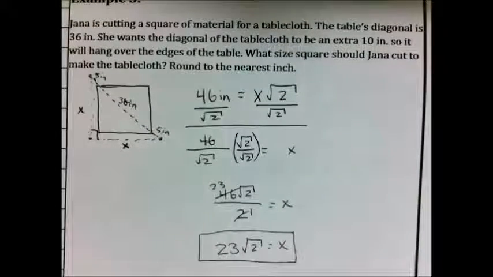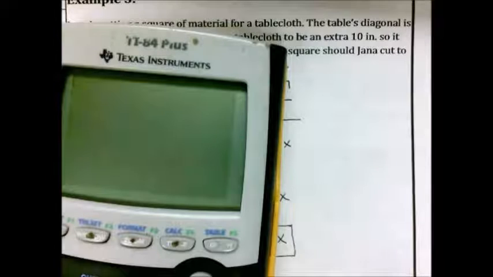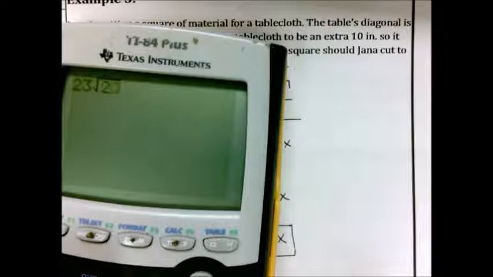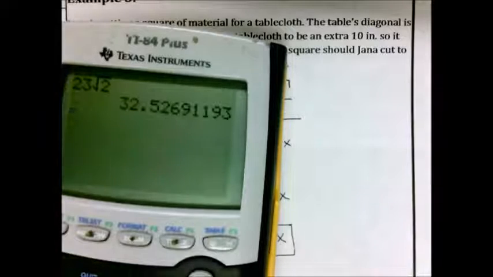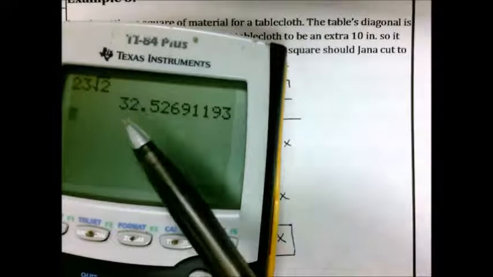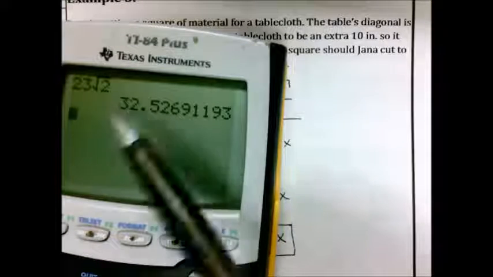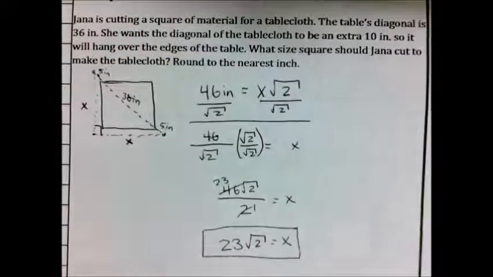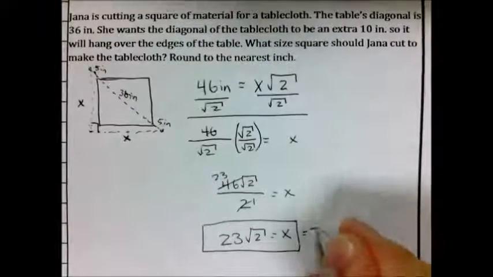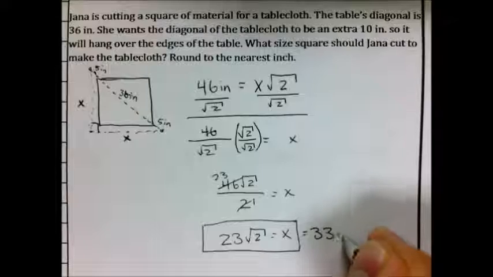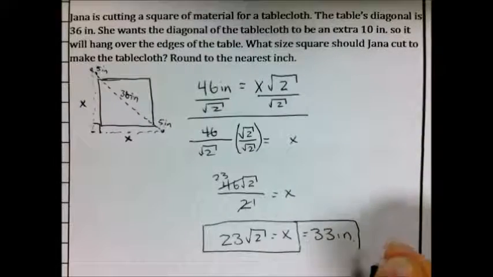Now it asks us to give it to the nearest inch, so in this case I would get our calculator and take 23 times the square root of 2 to see how many inches that would be. It would be approximately, if we round this up, 33 inches. So we'll write on this side equals 33 inches. And that's our problem.